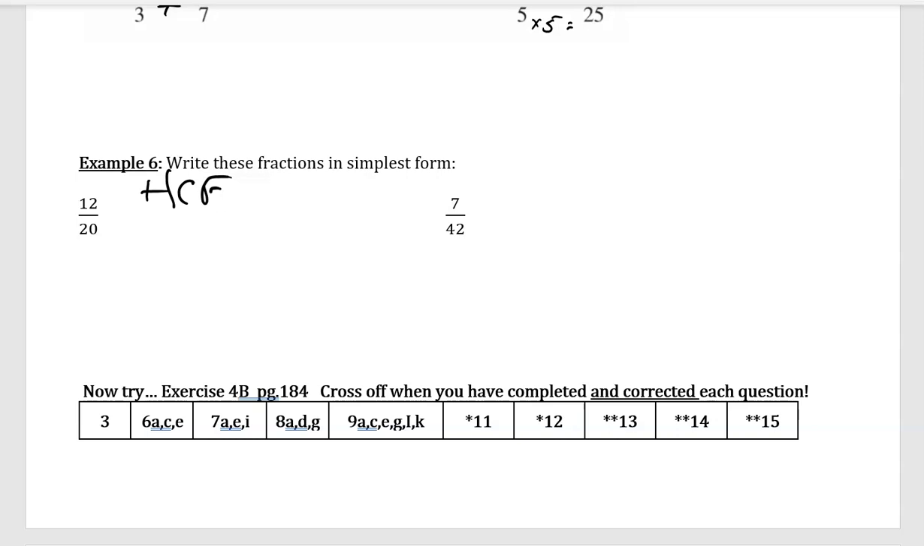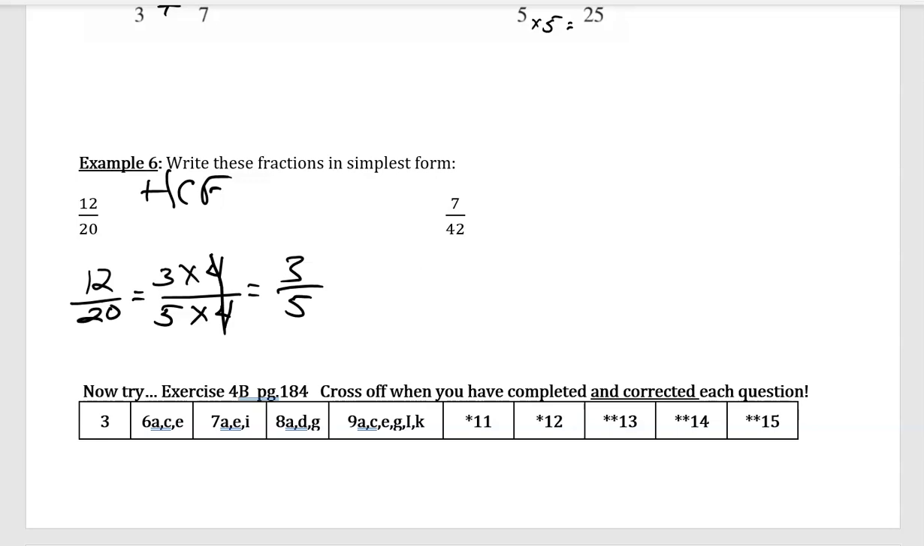So I'm going to rewrite 12 over 20. 3 times that highest common factor gives me 12, and 5 times that highest common factor gives me 20. So that allows me to cancel that out. And lo and behold, I've got the simplified version, the easiest version of that fraction.